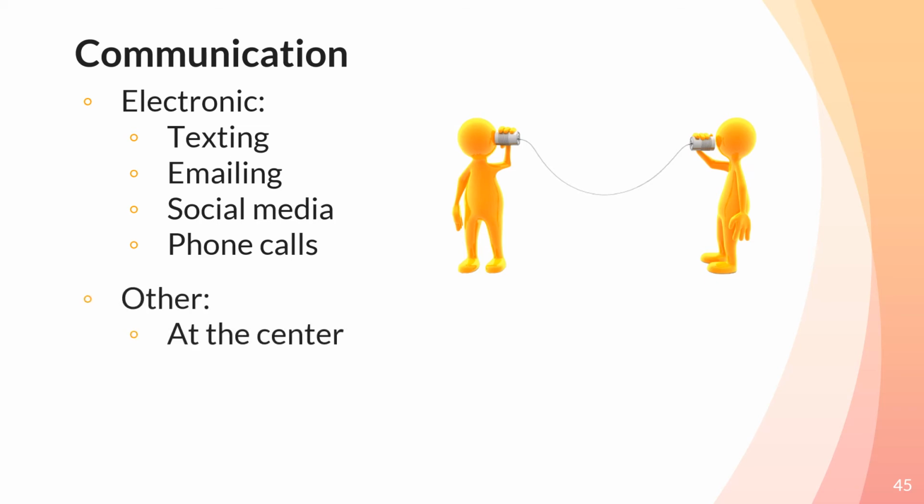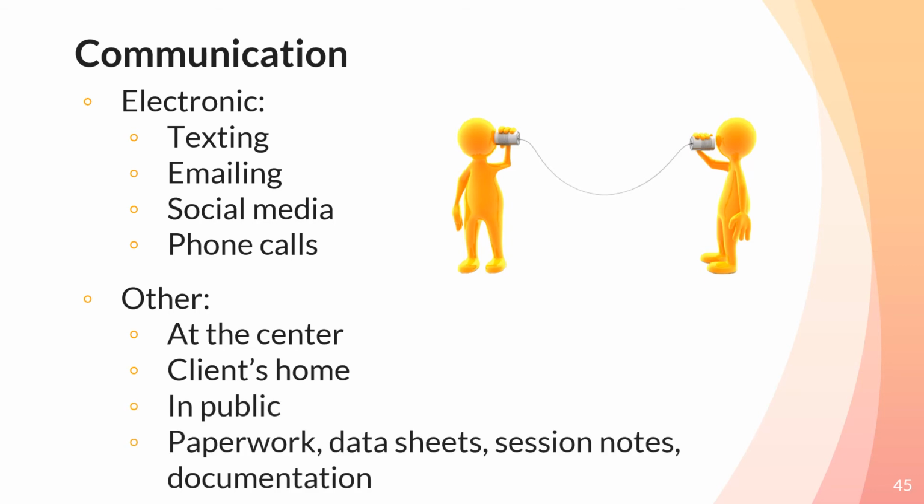Other forms of communication would be discussing orally with someone at the center, discussing orally with someone at the client's home, discussing orally with someone in public, as well as paperwork, data sheets, session notes, and other documentation. Again, pay attention to your client's privacy, and all communication must be accurate and appropriate.